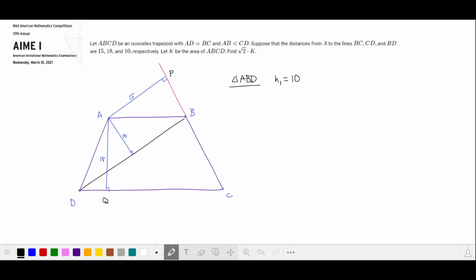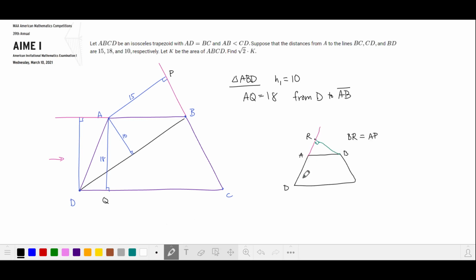We can see that they give us the height of triangle ABD, which is 10, but they also give us another height of this triangle. It turns out that AQ is also the height of the triangle from vertex D to side AB. You can see that more clearly here to the left. Then they also give us a third altitude of this triangle.